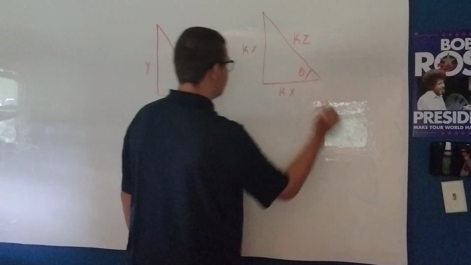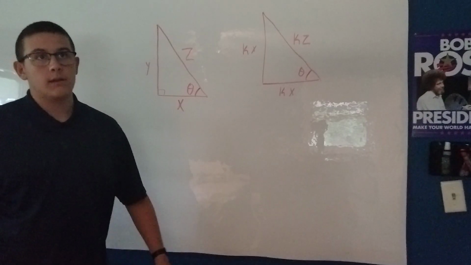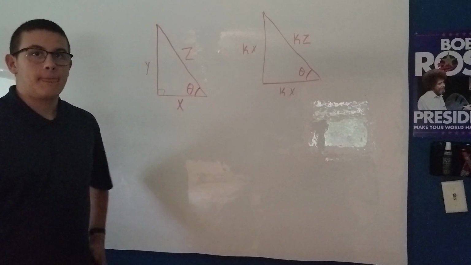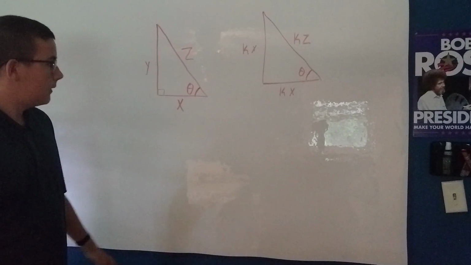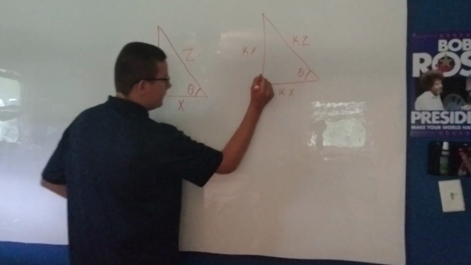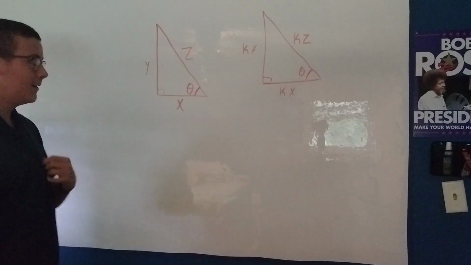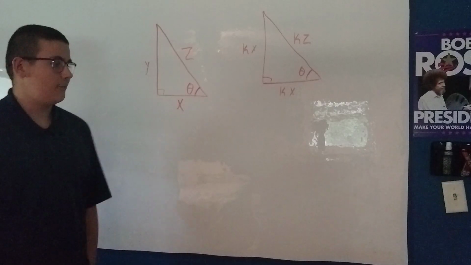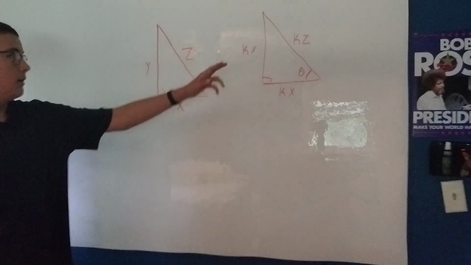And then theta stays the same because we're just making the lines longer. We're not changing the angle at all or their orientation, right? It's not like this goes from being a 90-degree triangle to a 180-degree triangle if our scale factor is 2. So that all stays the same.